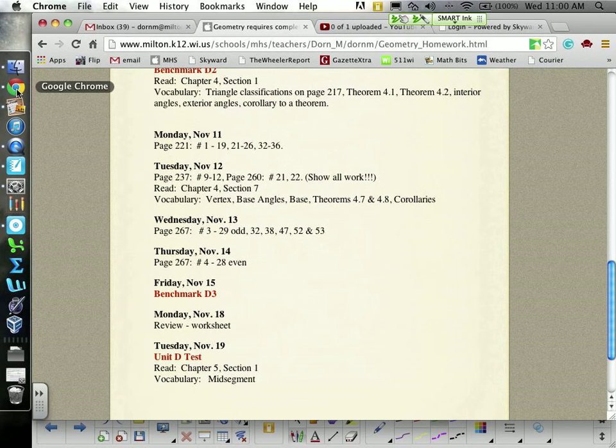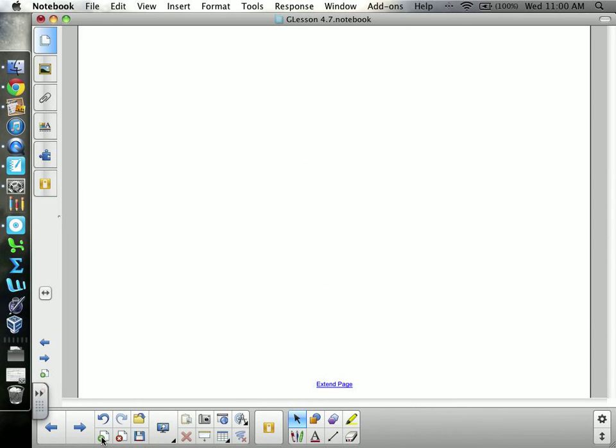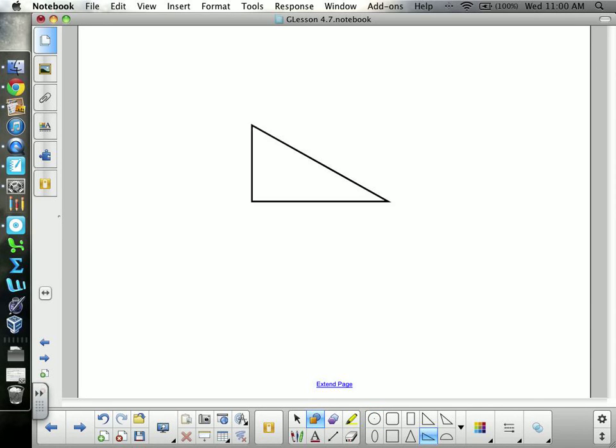Most of this is pretty straightforward. You're solving things out. Now, be careful. Let me point something out that some people get a little bit mixed up with. All right? What parts of a triangle add up to 180? What parts of a triangle? It's kind of a different question.